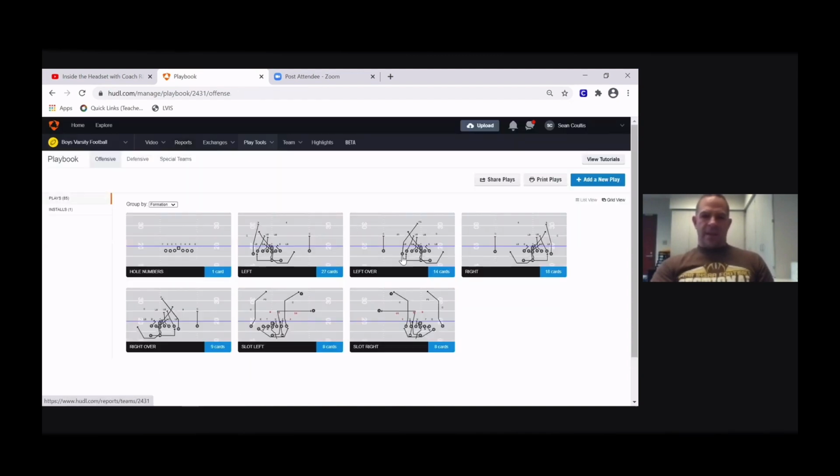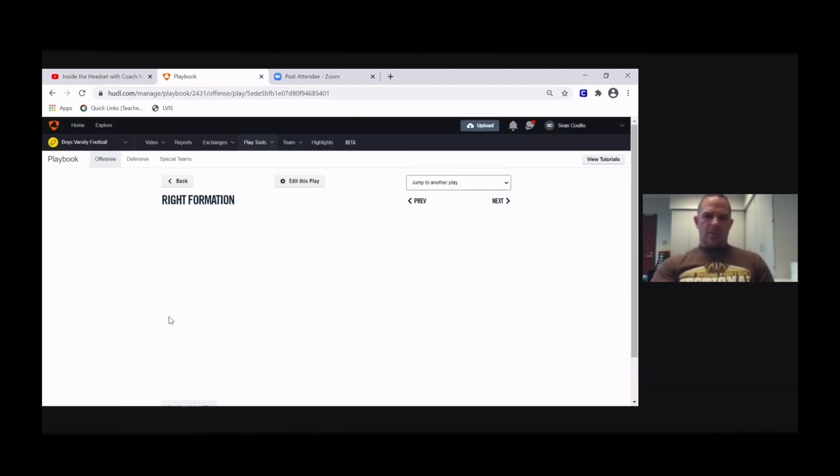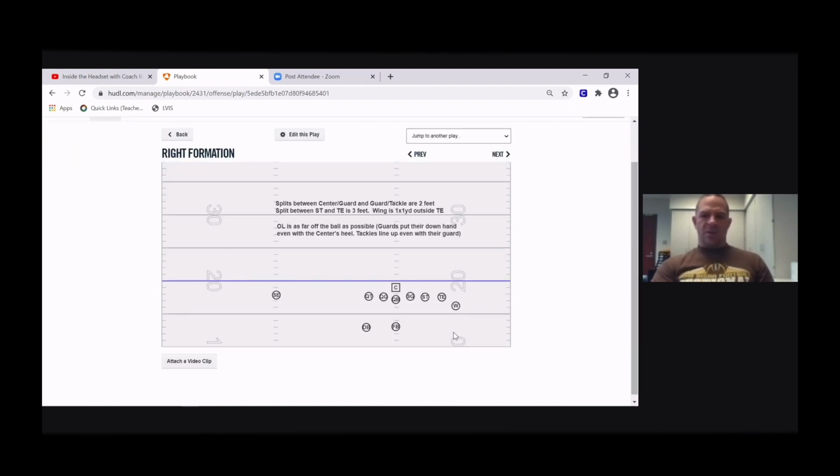And then right formation, this would be 100 in Delaware speak. Again, because it's right formation, our strong side is going to go to the call. So there's our strong guard and strong tackle, and the quick guard and quick tackle are going to go away from the call. And again, the dive back is always going to be on that quick side.